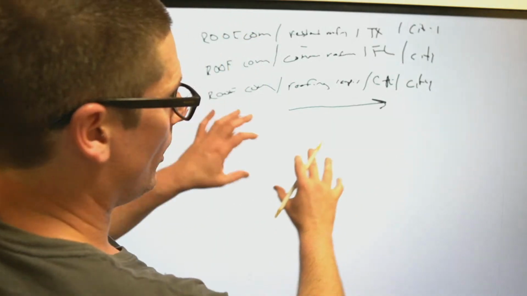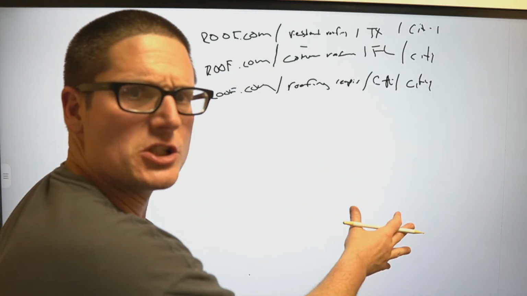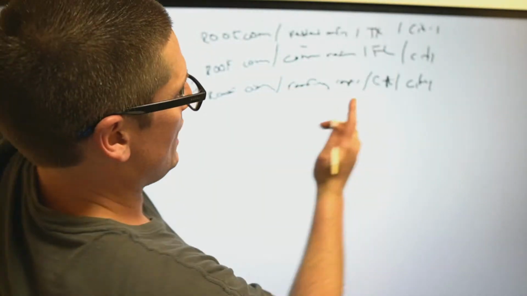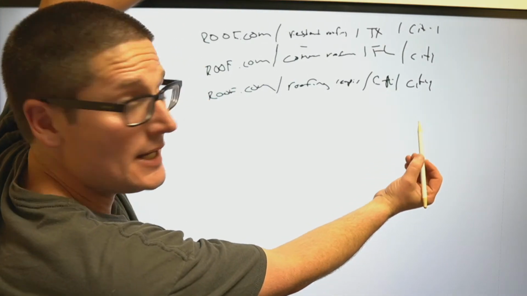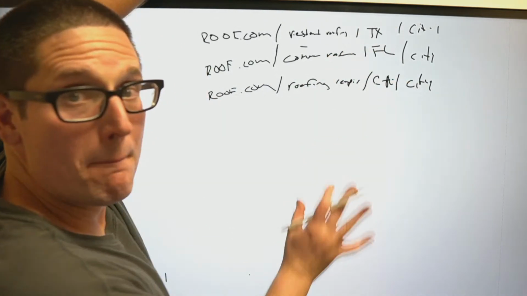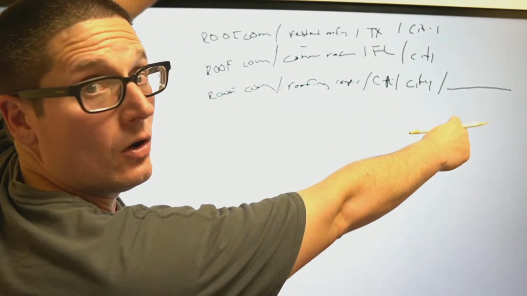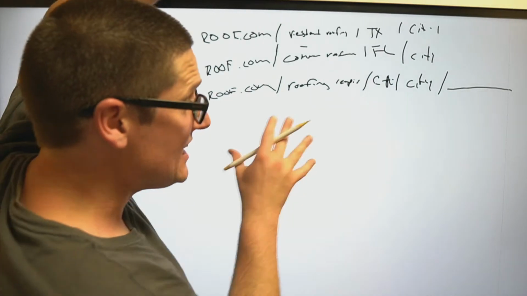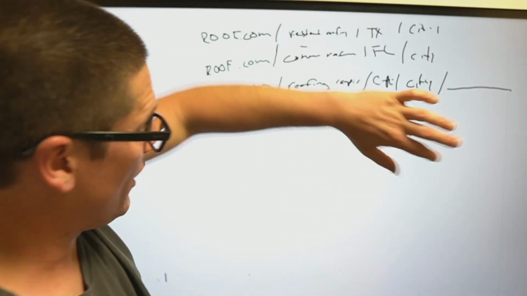All right, now, another piece where people get hung up is, well, what about the information? Just because we are doing roofing repair in California and then we have the city, does not mean that I have to build my supporting content all the way at the end here. I don't. I can build supporting content every single step of the way.